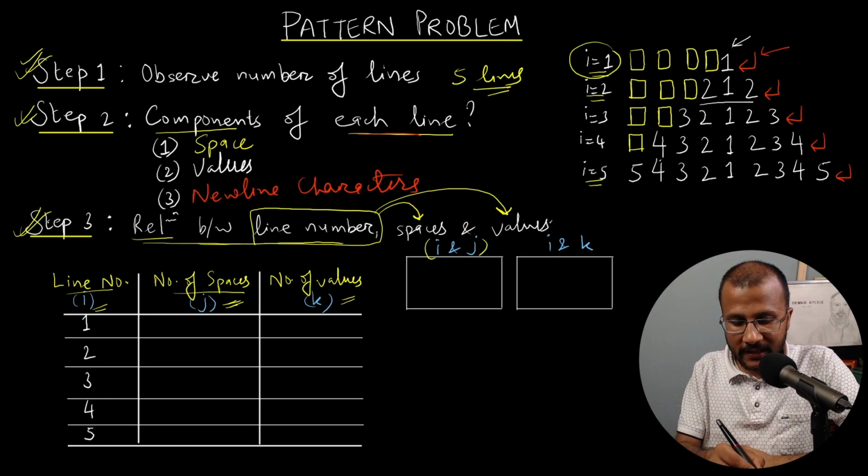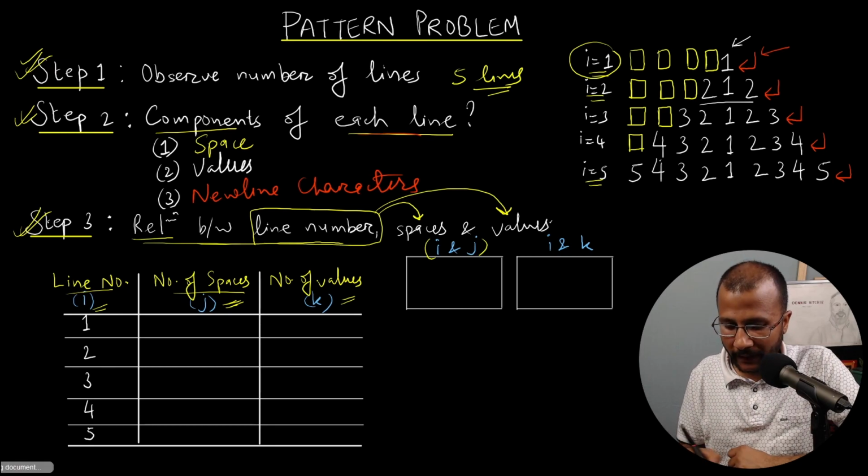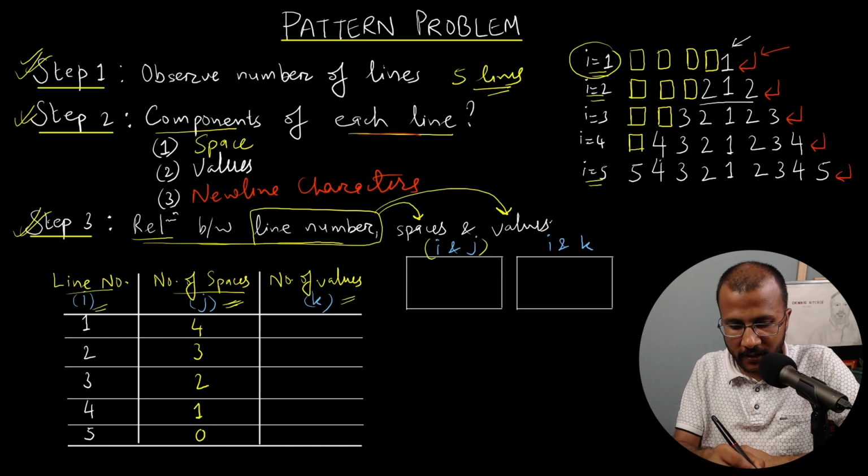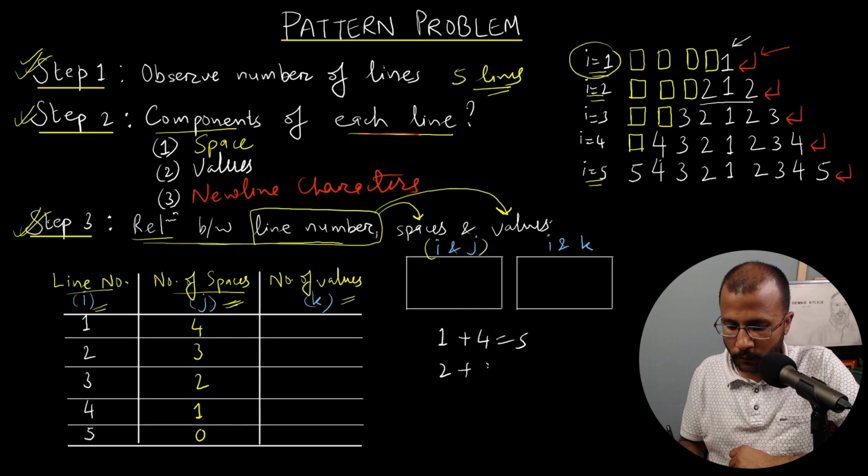Let's note it down here. In line number 1, there are 4 spaces. In line number 2 there are 3 spaces. In line number 3 there are just 2 spaces. In line number 4 there is 1 space, and in line number 5 there are no spaces, so there are 0 spaces. Now what is the relationship between line number and number of spaces? In line number 1 there are 4 spaces, so if you do 1 plus 4 you get 5. Similarly, in line number 2, there are 3 spaces, and 2 plus 3 equals 5.